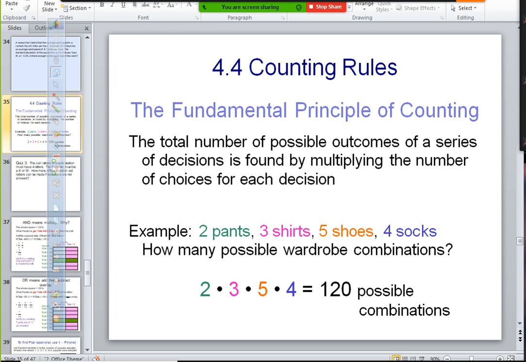The basic, fundamental rule of counting is that you take the number of choices you have for each decision, and you multiply the number of choices for each decision. So, for example, here I've got 4 decisions I'm making. I'm choosing a pair of pants. I'm choosing a shirt.